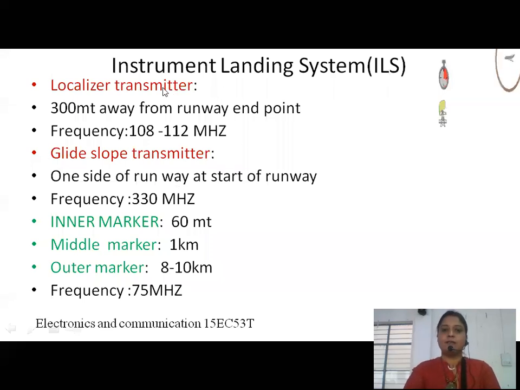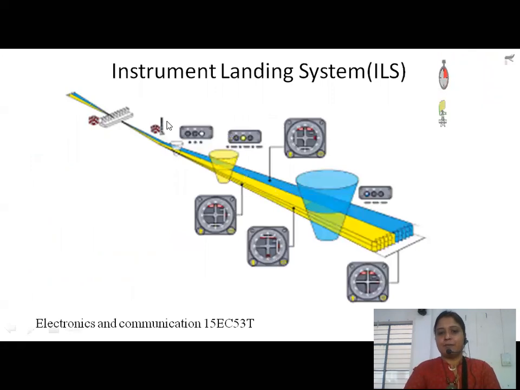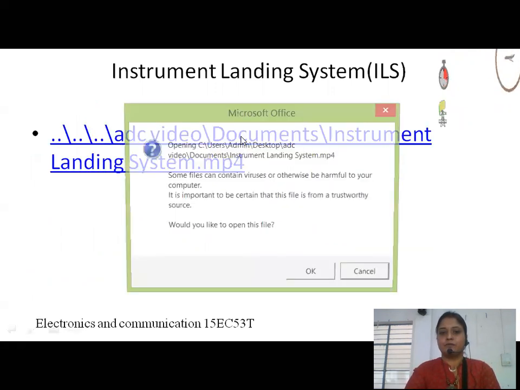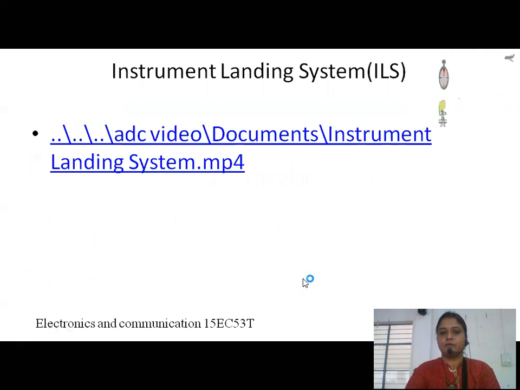Okay, now these are some of the specifications of the localizer transmitter, glide slope transmitter and those marker beacons. Now this is the diagram here again. From the runway, the three different marker beacons are there, and the localizer and the glide slope are present here. Same diagram. Just observe the video here. We can make out.